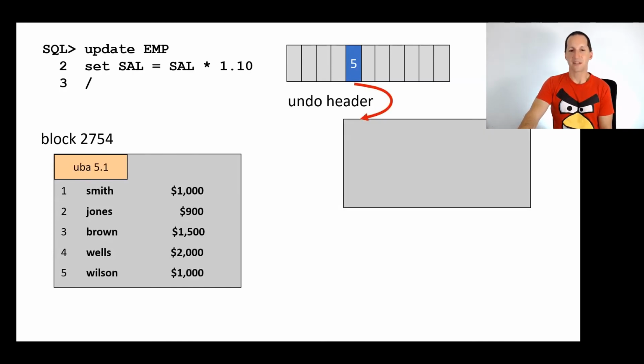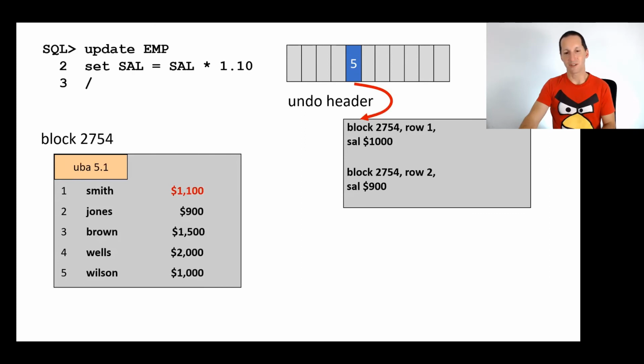So the undo header will now link me to an undo block. It'll say, yep, you're about to change row number 1 in block 2754. If I need to undo the change you're about to do, I need to set the salary back to $1,000. That's the information that goes inside the undo. Now that that's been recorded, I'm allowed to actually make the change to the block and say, yep, add 10% to Smith, and he changes from 1,000 to 1,100, as you can see on the left. Then we do the same thing for row number 2. The salary would need to go back to 900, and then I can change Jones on the left to be 990.